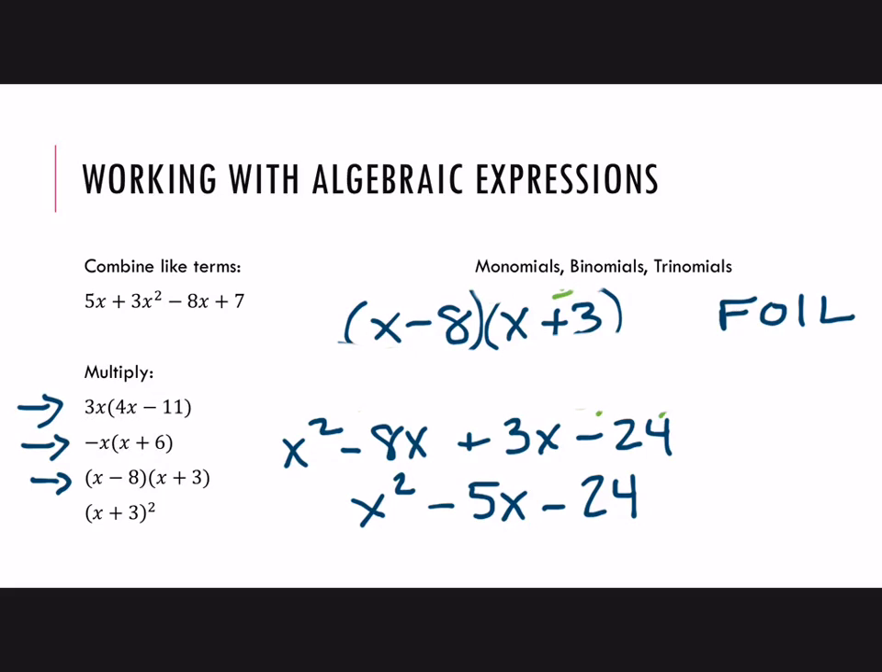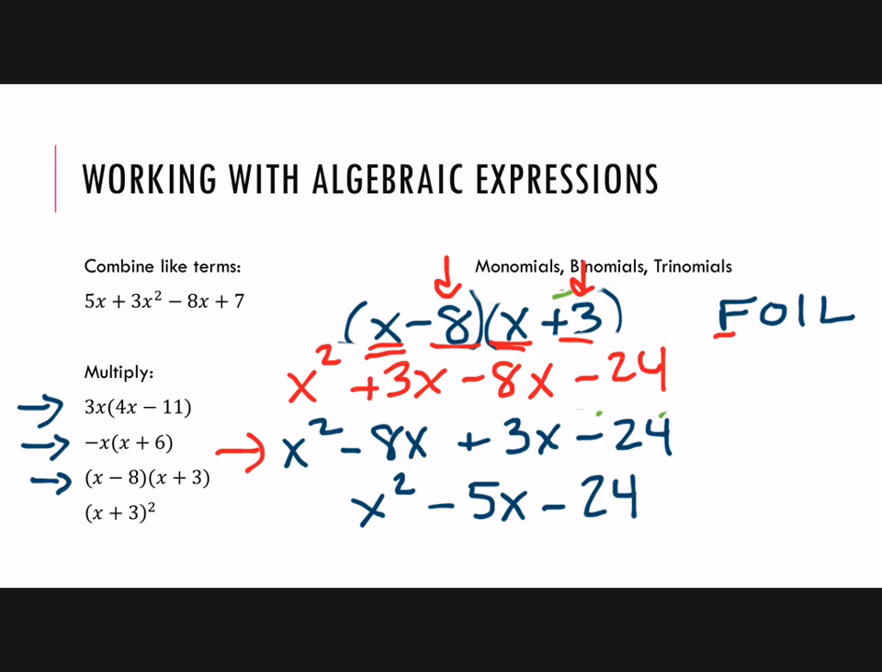FOIL says multiply the first terms first, so x times x, that's x squared. Then the outer terms, so that's x times 3, so that's plus 3x. Then the inner terms, negative 8 times x, that's negative 8x. And then the last terms, negative 8 times positive 3 is negative 24. Notice when we do this, we get the same 4 terms as when we used the distributive property.